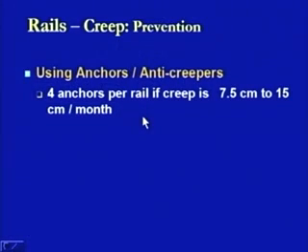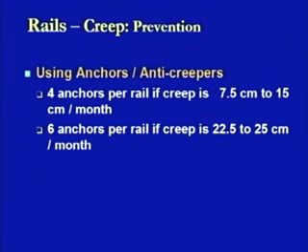Now, the same type of anchors are used in the case of the rails, but in a different form. They are also termed anti-creepers because they try to resist the creep in the rails. Generally, 4 anchors per rail length are provided if the creep is 7.5 centimeters to 15 centimeters per month. Whereas, if the creep is from 22.5 centimeters to 25 centimeters per month, then 6 anchors per rail are used.